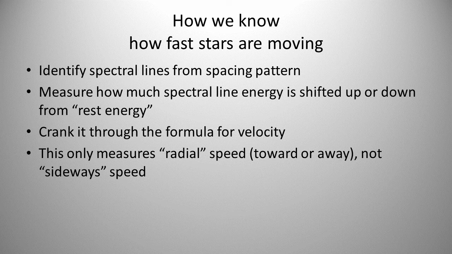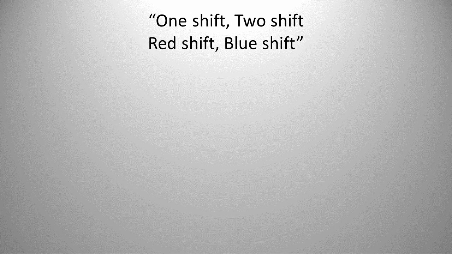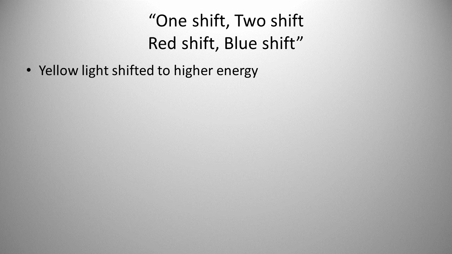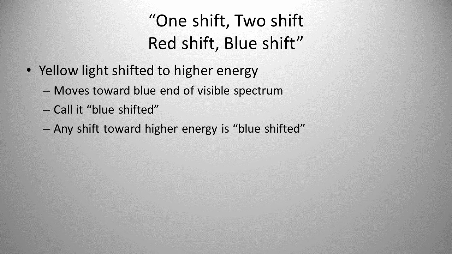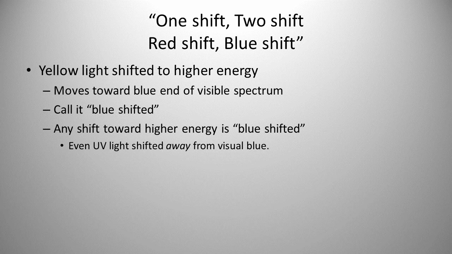Now, by the way, there is a pair of somewhat inaccurate terms associated with Doppler shift that you will often hear. If you were looking at photons from the middle of the visual range, say yellow or green photons, then a Doppler shift toward higher energy would move those photons toward the blue part of the visual range. So astronomers would say that that light is blue shifted. And they have taken the habit of calling any photon shifted to higher energy as having been blue shifted. Even an ultraviolet photon being shifted to even higher energy is said to be blue shifted, even though that means that its energy has been shifted away from the blue part of the visible spectrum.